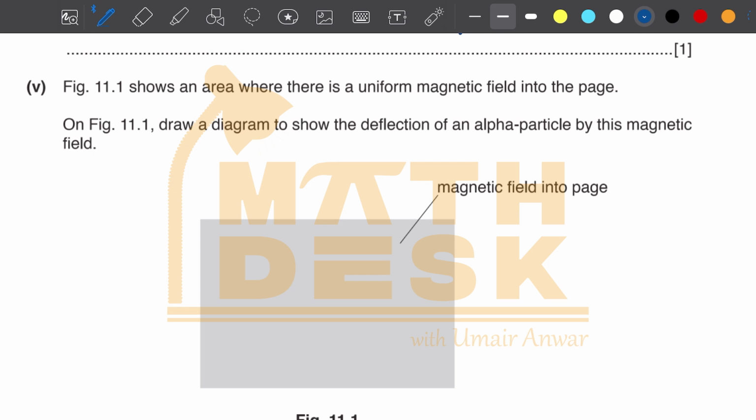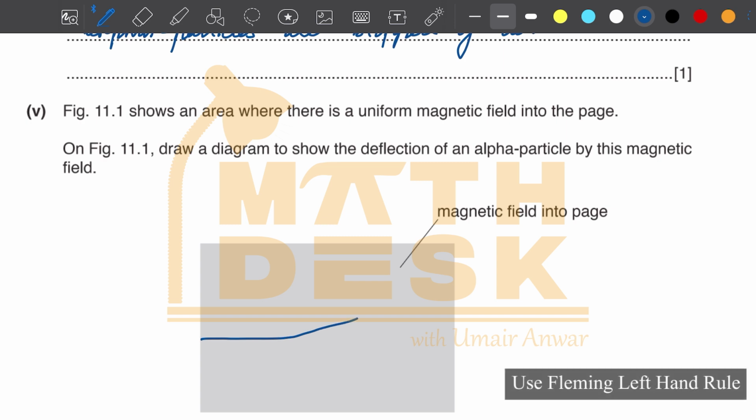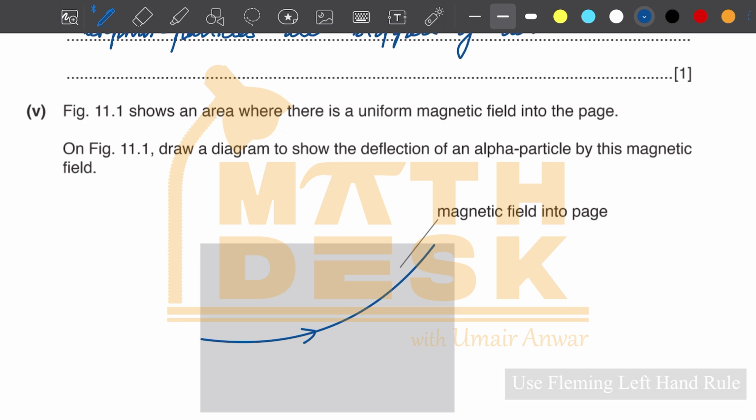Okay, the next part says figure 11.1 shows an area where there is a uniform magnetic field into the page. On figure 11.1, draw a diagram to show the deflection of an alpha particle by this magnetic field. So when an alpha particle enters the field, it would be deflected in an anti-clockwise direction. This curve shows the deflection because it is a magnetic field into the page.